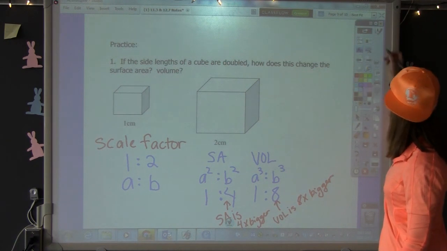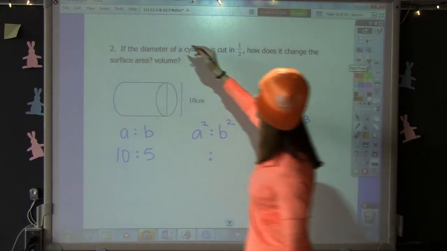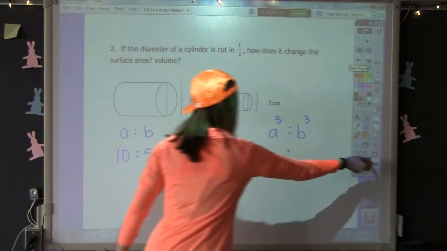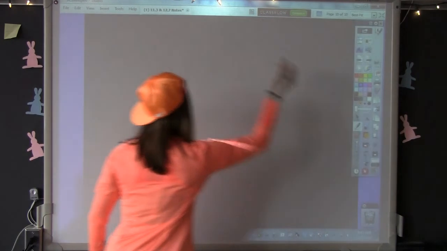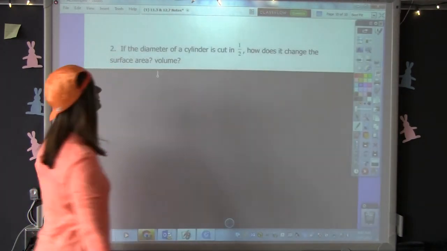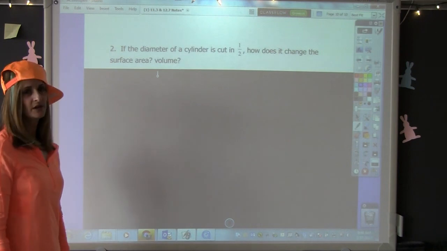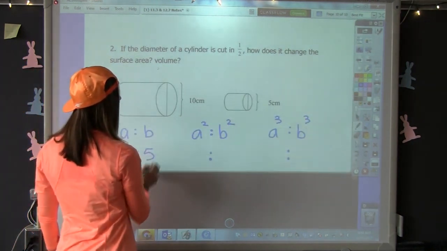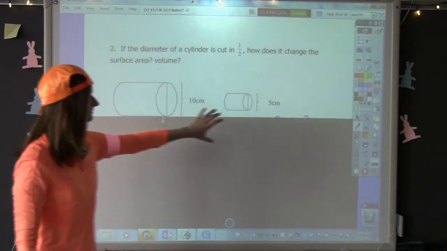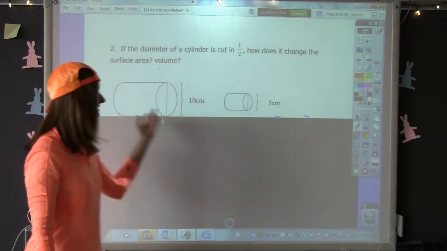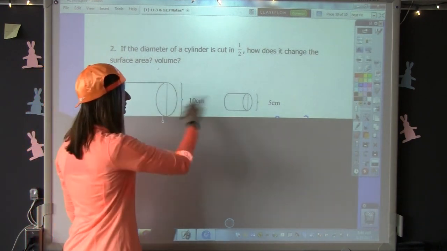And the last one is really similar to this. So here's what the question will look like. If the diameter of a cylinder is cut in half, how does it change the surface area and the volume? Draw yourself 2 cylinders and whatever numbers you want. I just picked 10 and 5. They were nice numbers to cut in half. When you simplify this, you get 2 to 1.